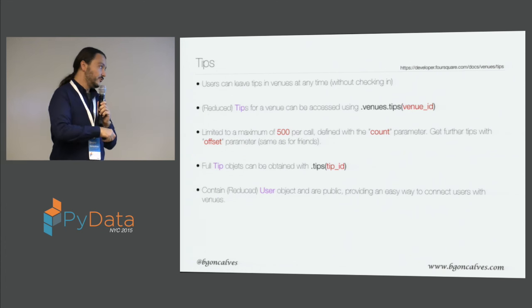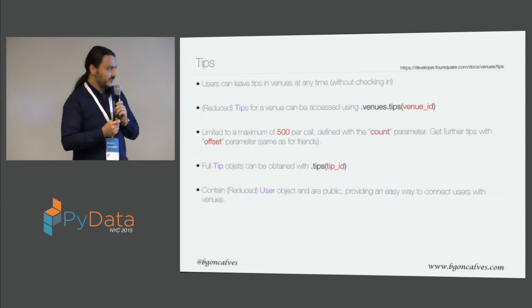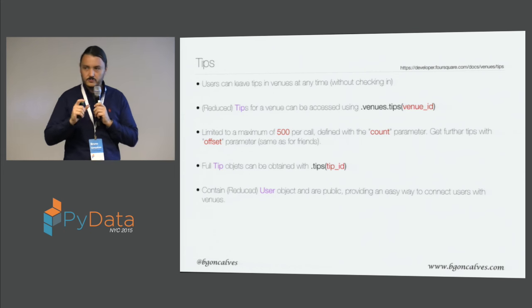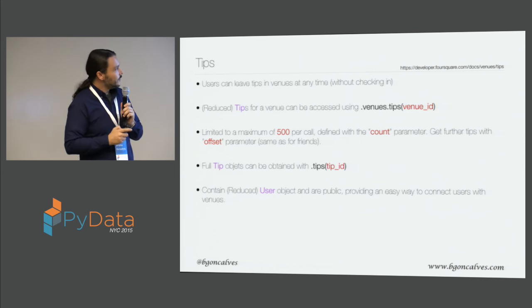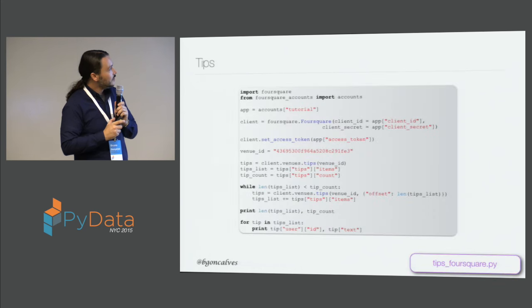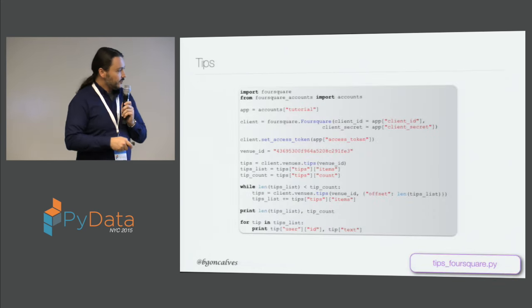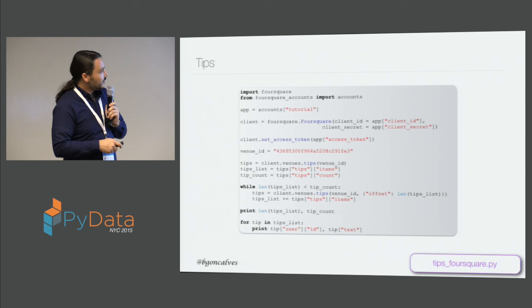And these contain reduced user objects that are public and basically give you a simple way to connect users to venues, but with some limitations, as I mentioned already. So this is how you actually use it. So this is the tips foursquare.py script.